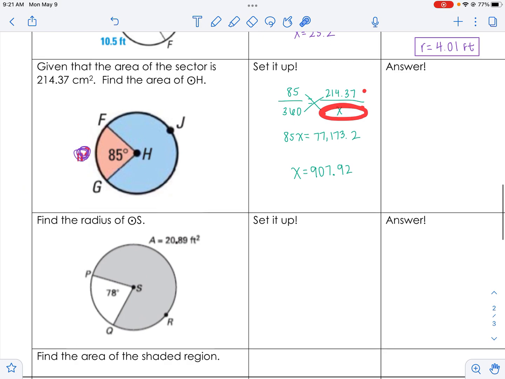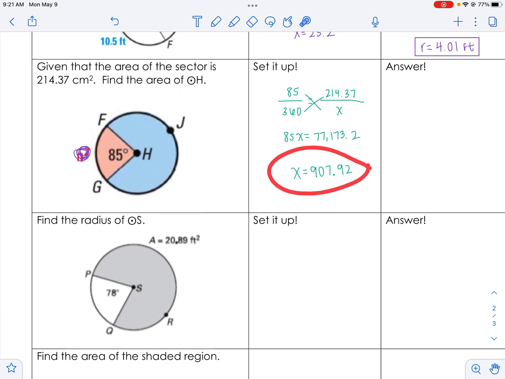Now, if we go back and just double check things, remember, part over whole, we found the whole area of the circle, which the problem said find the area of the circle, which we did. So that's our answer. No need to work backwards from there. That'd just be centimeters squared.